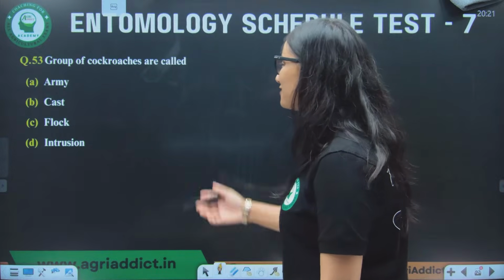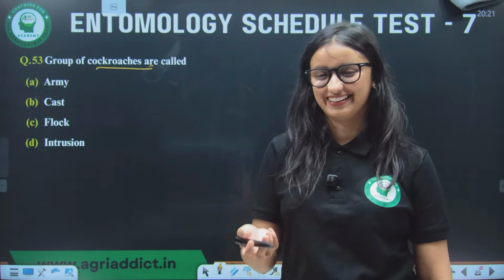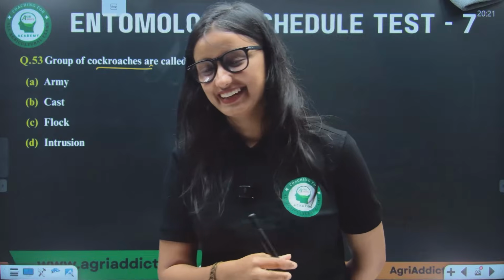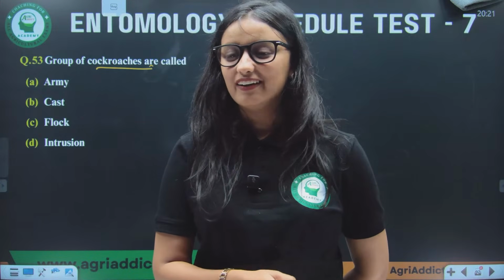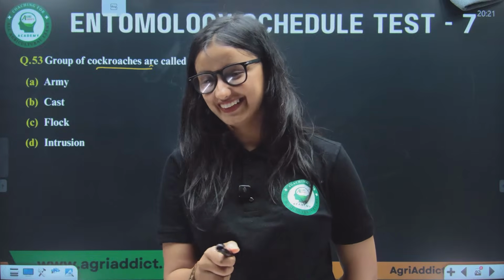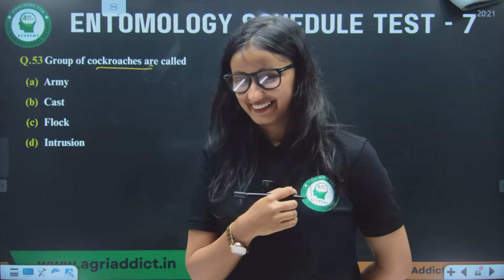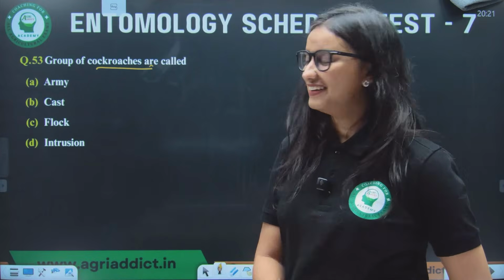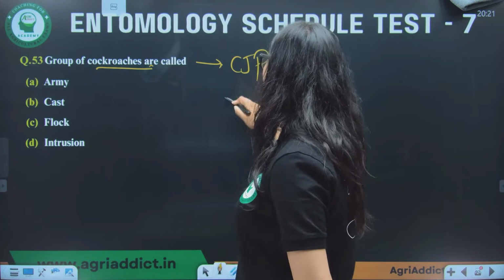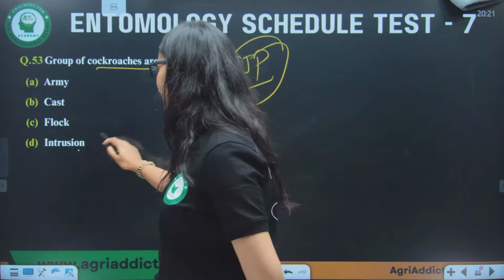Group of cockroaches are called... Only VK will answer this question. CJP. Okay, so group of cockroaches on Insta, it is called CJP and here it is intrusion.